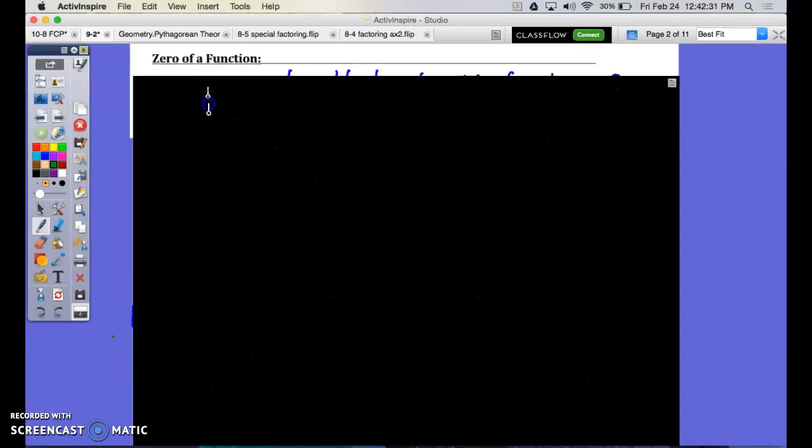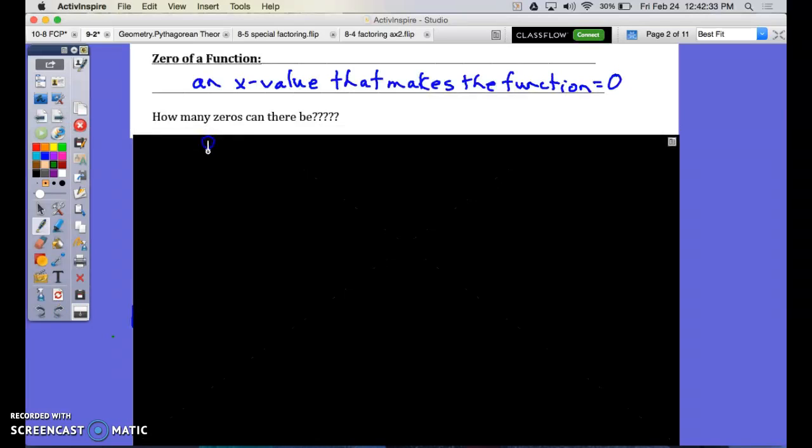Now, in this section, we're going to look at what we call a zero of a function. A zero of a function is essentially an x value that makes the function 0. It is also essentially the x-intercept. So wherever your graph crosses your x-axis, that is representative of the zero of your function. If they give you a graph, you are able to find the zero of the function very easily.